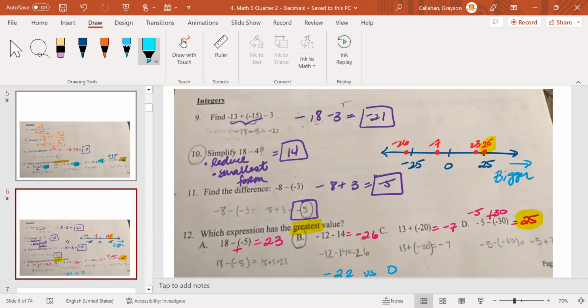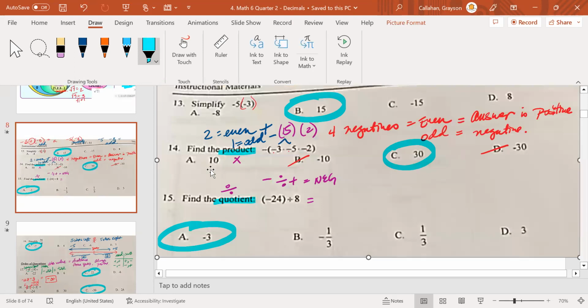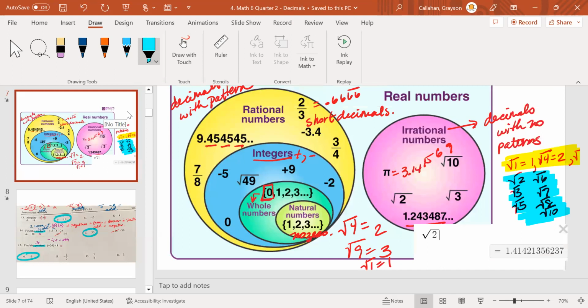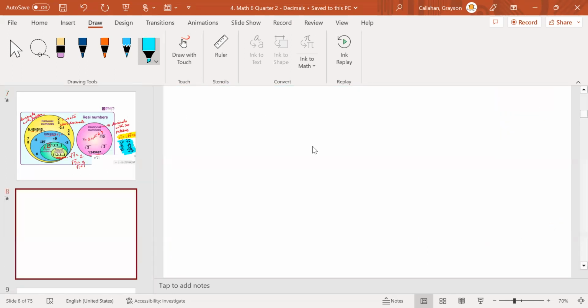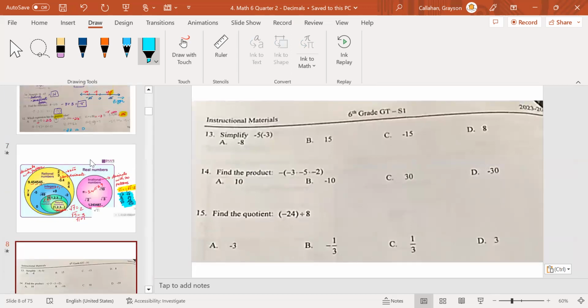So we're going to move on to the next part, which is number 13. Do you need me to go over number 13 with you? 13, 14, and 15. You sure? Okay, all right. I want you to take a look at number 14. So take a look at number 14. What do you think your answer is going to be? Is it a positive or a negative?